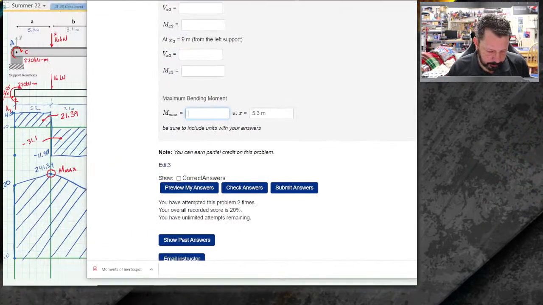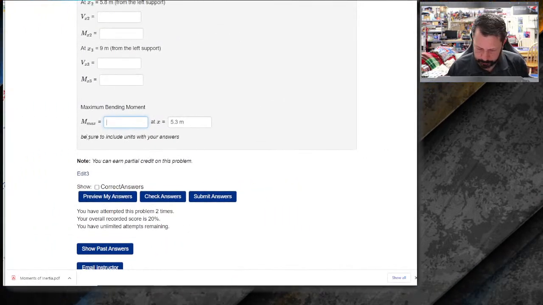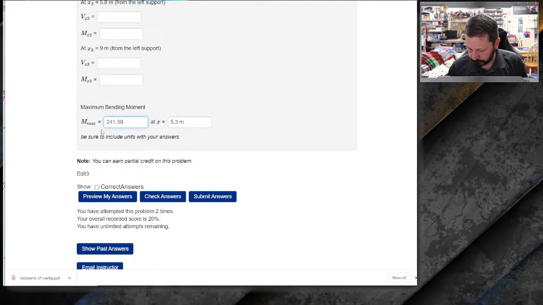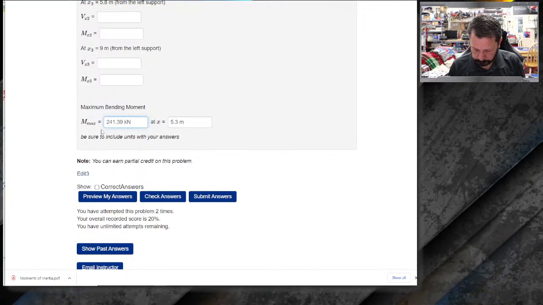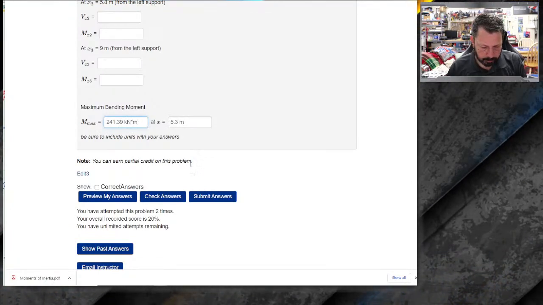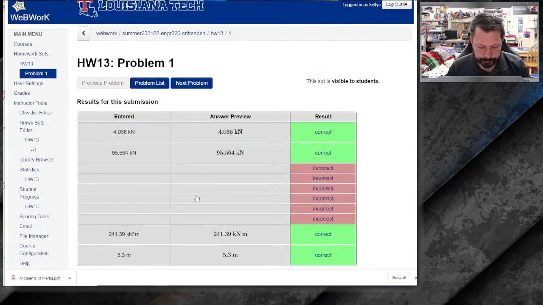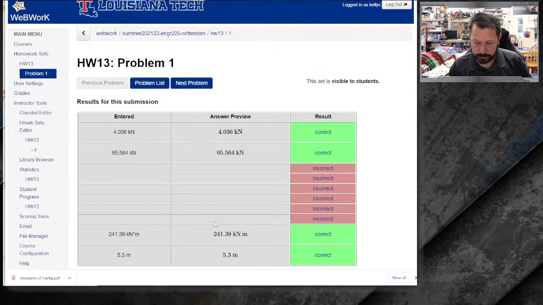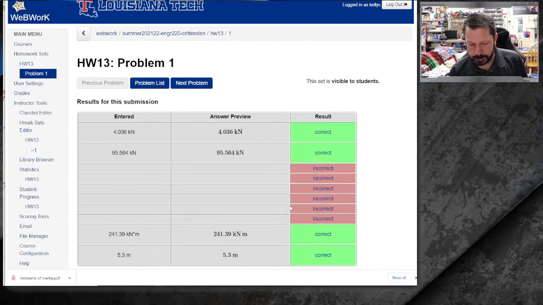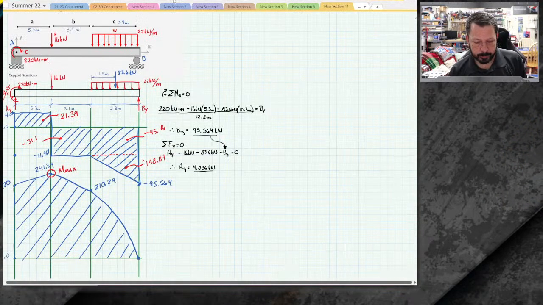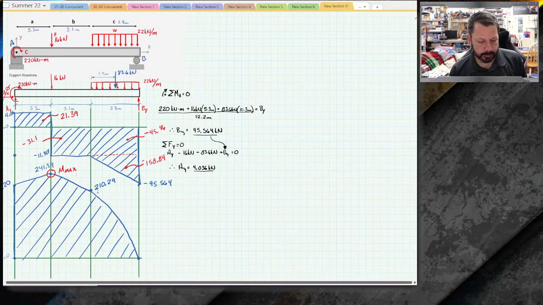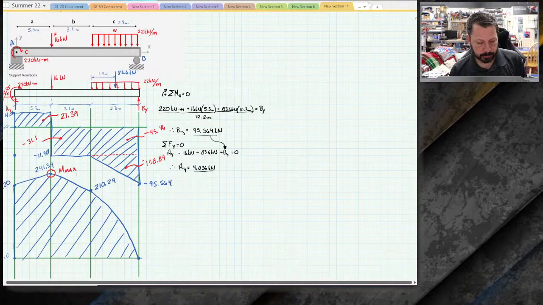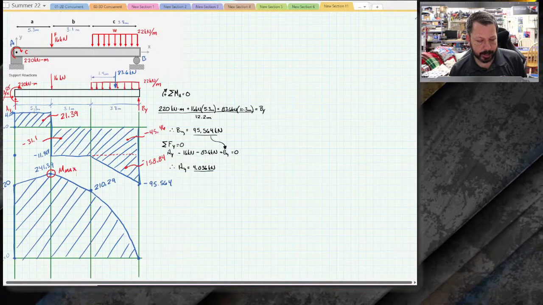So what number did we have? We had 241.39. Let's see. Hey, I like both of those. So that's good. All right. Got all this middle part. This middle part is the equations that describe each of these curves here. So we can see the equation.